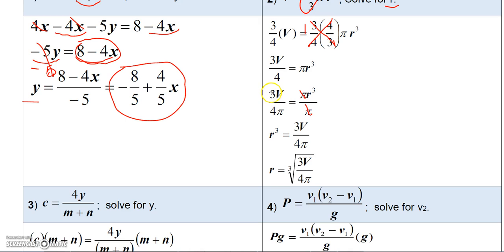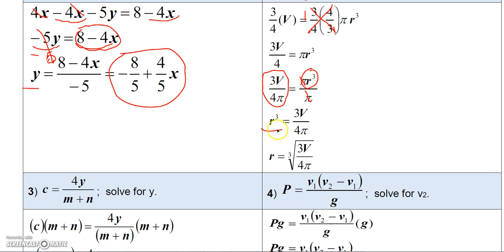And then over here I'll have 3v over 4 pi, because if I divide by pi over here, I get pi in the denominator. Now that's going to give me r cubed over here, and then 3v over 4 pi over here. But I can write it the other way around if I want to. So I'm going to just go ahead and write it as r cubed on the left, and the 3v over 4 pi on the right.